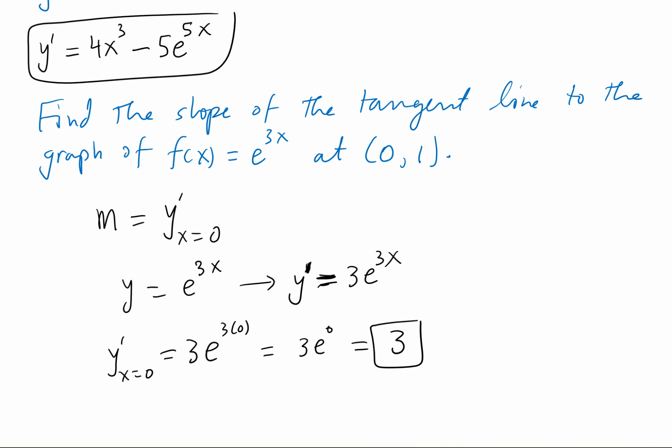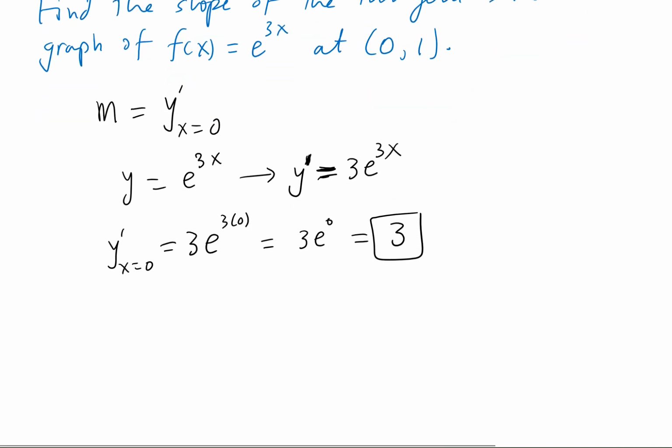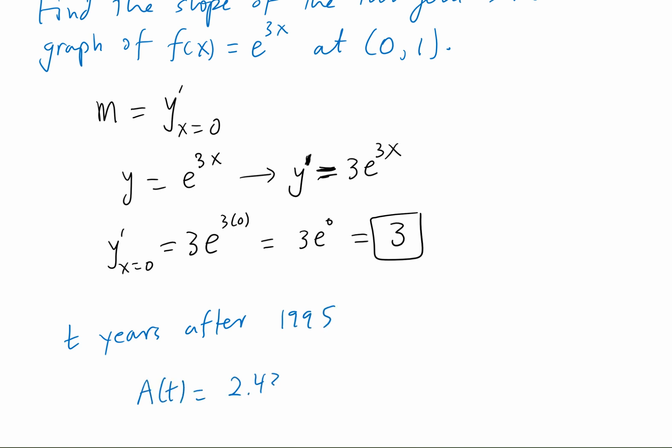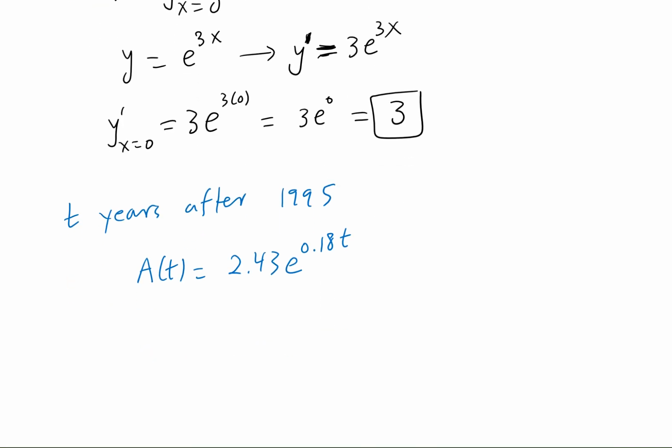Quick application related to exponential growth and decay. Let's say something can be modeled t years after 1995 by A of t equals 2.43 e to the 0.18t. Could be bacteria growth, population growth, anything. This is just the model for it. So what would be the total number in 2009? Let's say that's counting in billions.